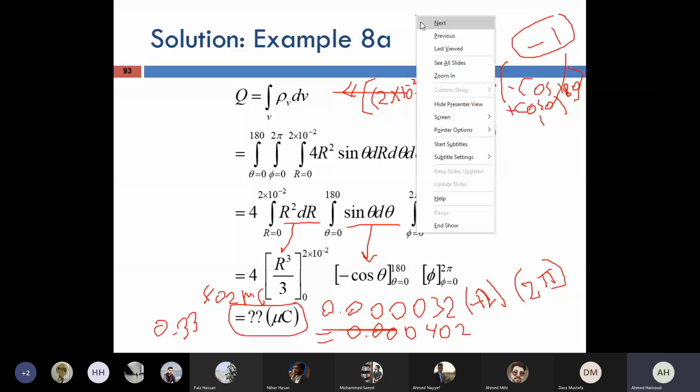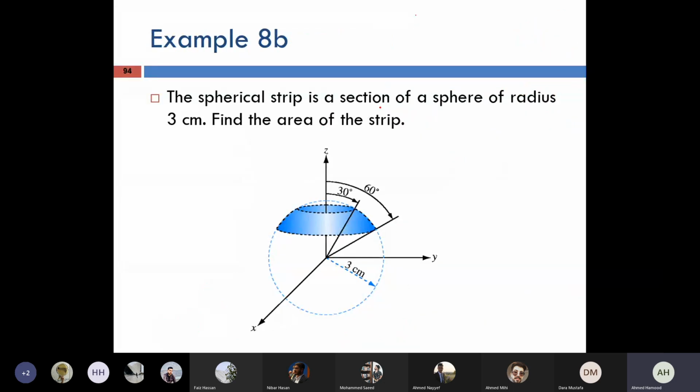Okay, very good. Then we have the spherical strip, a section of a sphere of radius 3 centimeter. This is also another equation. Find the area of the strip. The area of the strip is equal to what? dS, which equals to R vector, which here we don't have, but it is equal to 0. Then you have R square sine theta d theta d phi.